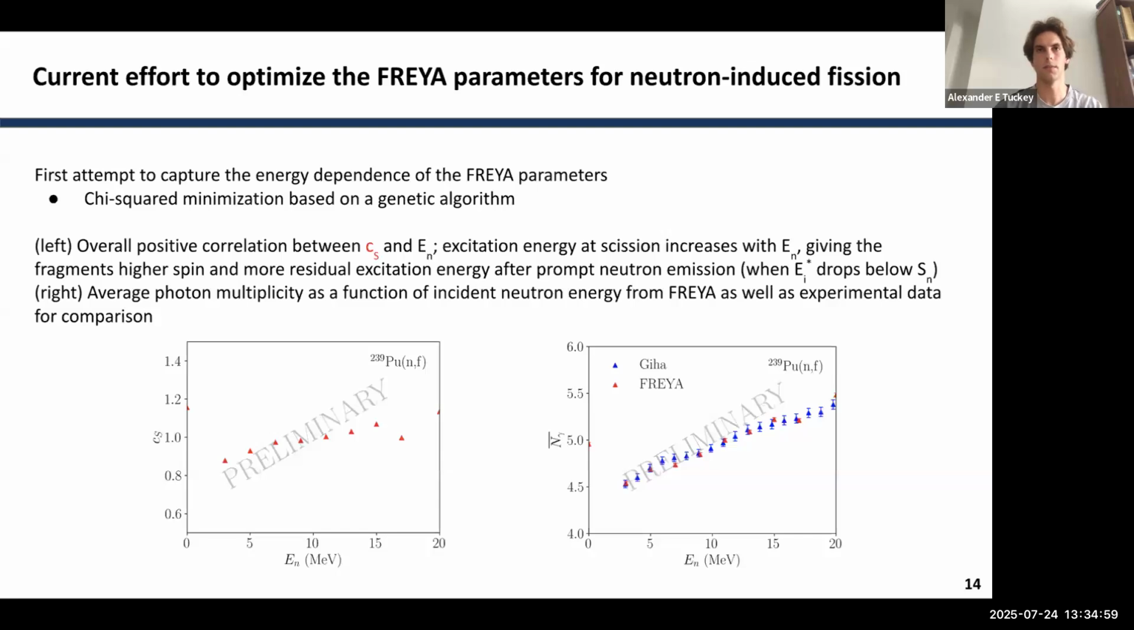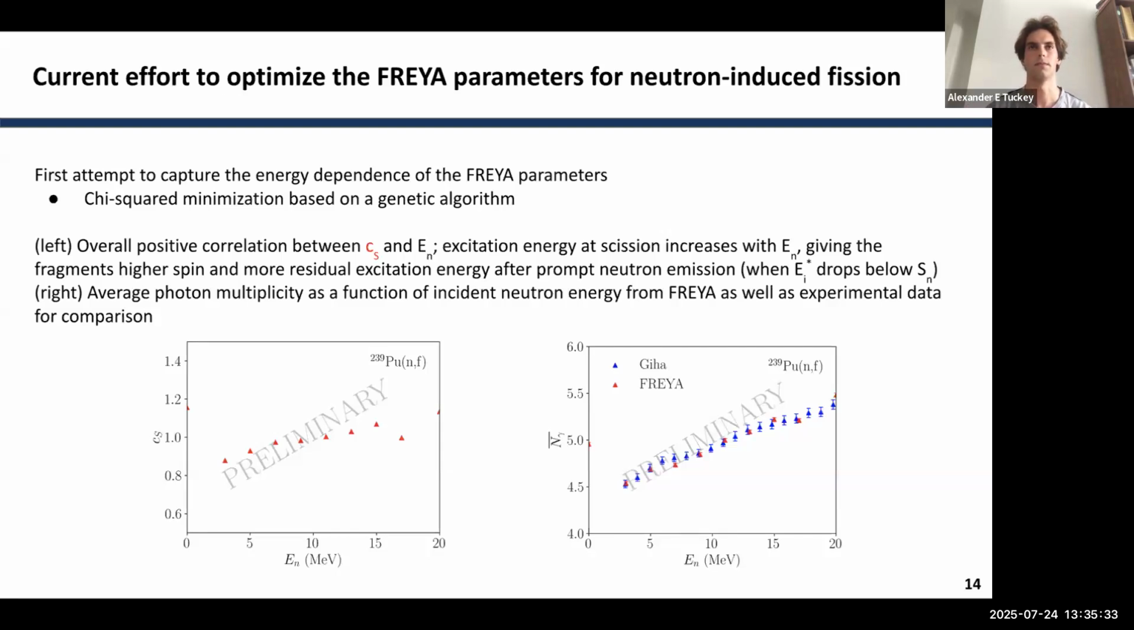And this spin has to be dissipated through photon emission. So we can translate this over to its corresponding fission observable, which is the average photon multiplicity shown on the right here. And this is as a function of incident neutron energy. We see an overall increase because we're left with more excitation energy in the fragments after neutron emission occurs.